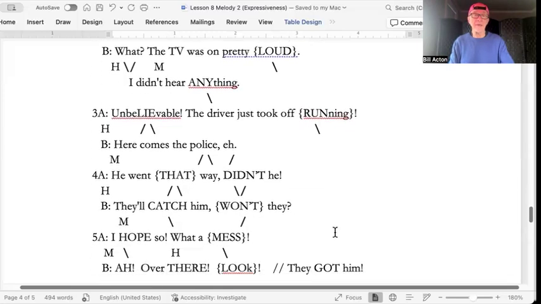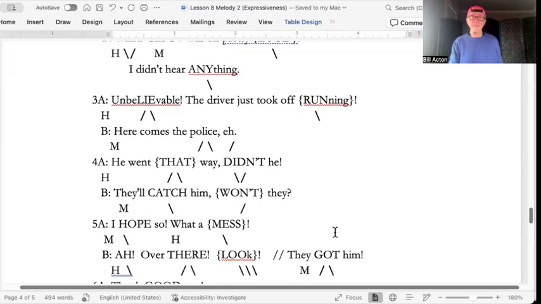And 3A, so just high, still up on high. 3A, A is really, really excited about this, and just stays at high key, and you've got a rise, fall, and a fall. So unbelievable. The driver just took off running. But B now is not too excited. B still stays at mid pitch.